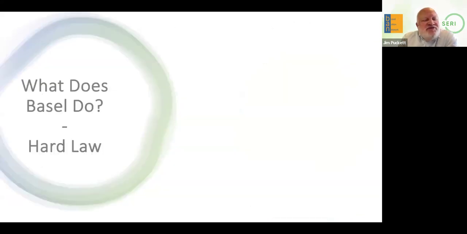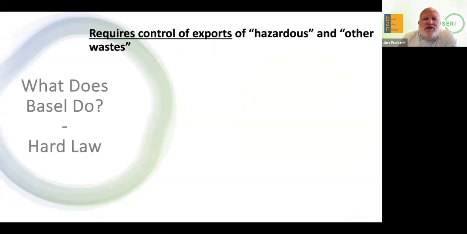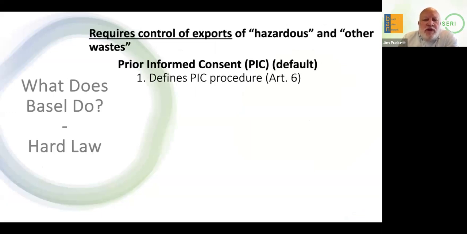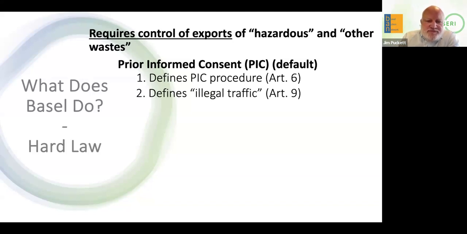So what does Basel do with those definitions? It's going to control things, and it can control things in 2 different ways primarily. The prior informed consent regime is the default method. That means the exporting country can't export something, or a party in that country can't export something unless it has the consent. And the way they get that consent is they have to notify the receiving country prior to the shipment and get consent. That prior informed consent is called PIC. It's defined in Article 6 of the Convention, and everyone knows there's improvements underway to make it more streamlined, but that is the basic default control mechanism of the Basel Convention.